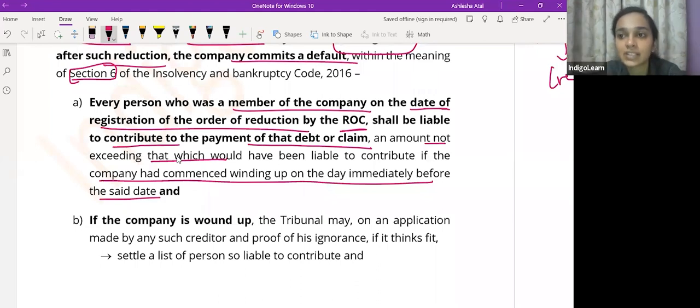There's no winding up which is happening here. However, एक क्रेडिटर का नाम इंक्लूडेड नहीं है, तो because his name is not included उसका डेट भी शायद कंसिडरेशन में नहीं आया.